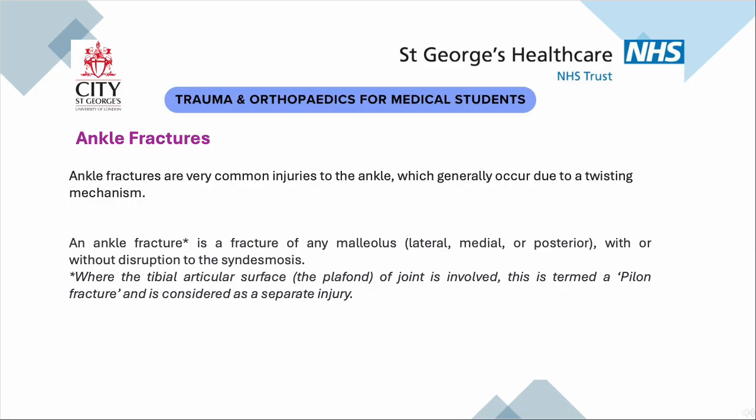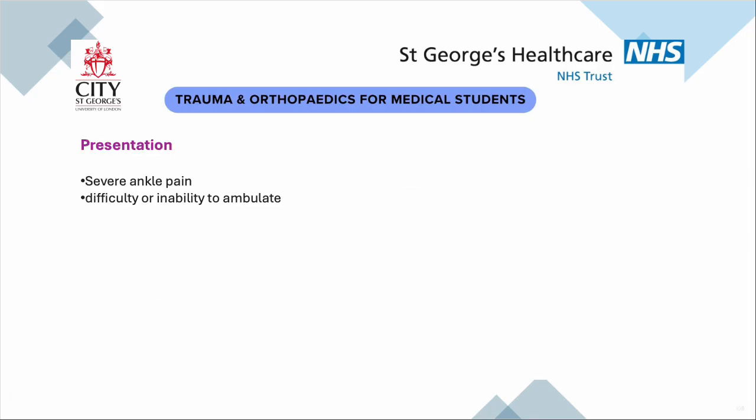Ankle fractures are common, and they can occur in any part of any of the bones associated with the ankle joint. Here is a fairly broad definition, and you should just note that if the tibial articular surface is involved, this is what's called a pilon fracture. As with all fractures, the presentation is fairly simple. There's severe pain and the patient will be unable to walk.